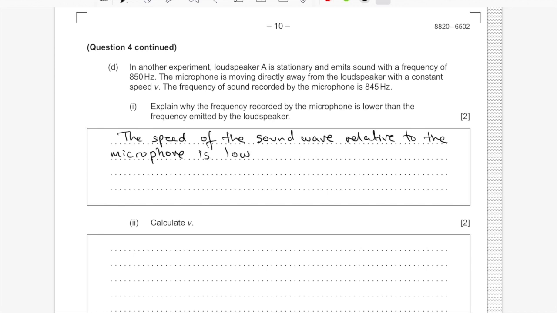So the microphone measures a lower speed of the wave, but the wavelength is still the same. There hasn't been any compression or stretching of the wavelength, so the wavelength is unchanged, and therefore the frequency is going to be lower because of the wave speed equation. v equals lambda f. If v goes down, then f goes down when lambda is unchanged.